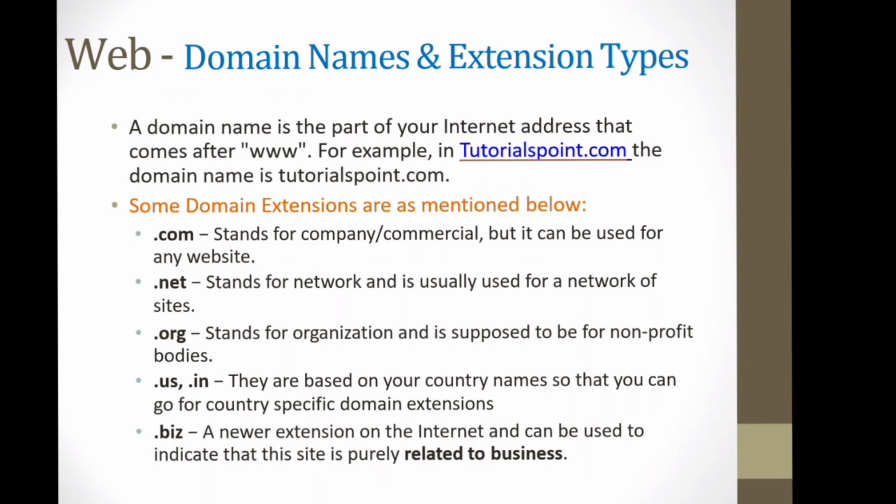Then we have the country code extensions .us, .in, .ca, .ch. That is a country code. .biz is for business. .ac, AC for academics. .edu is for educational websites. Colleges normally have .edu or .edu.in. Universities have .ac. AC means academics. A university represents a group of colleges, so for that we have the extension .ac. Likewise we have different extensions.